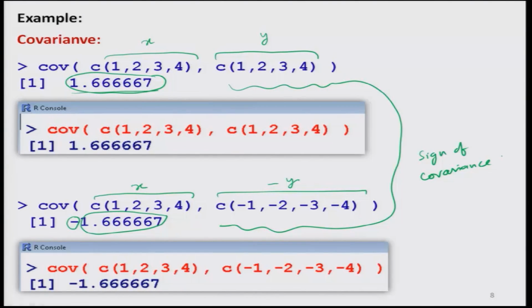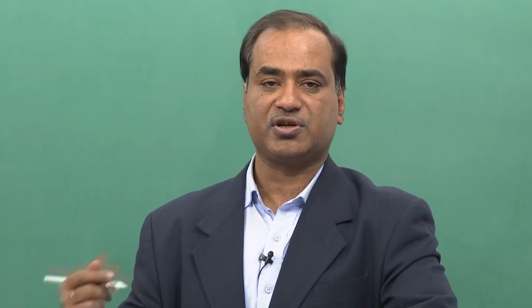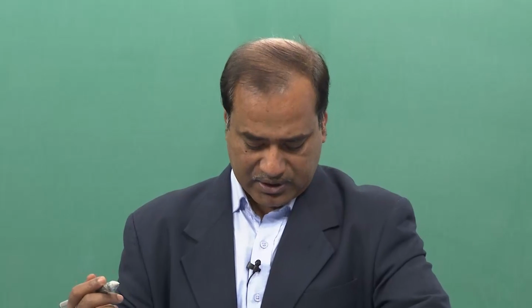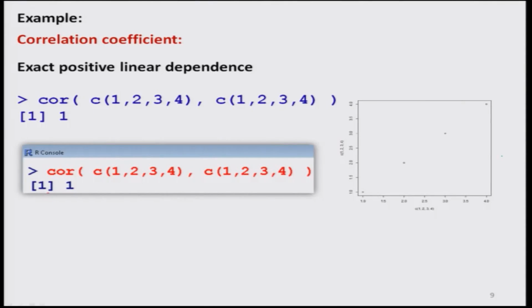So, covariance is responsible for informing us of the sign, that is, whether the relationship between x and y is increasing or decreasing, right. And then I try to find the correlation between the two vectors 1 2 3 4 and 1 2 3 4. What do you expect? There is a perfect relationship.